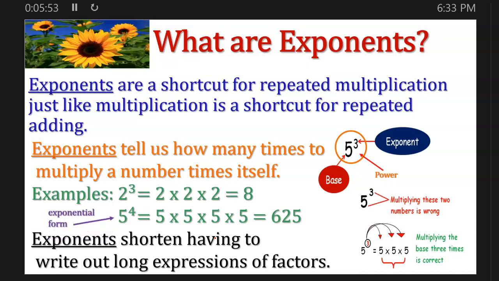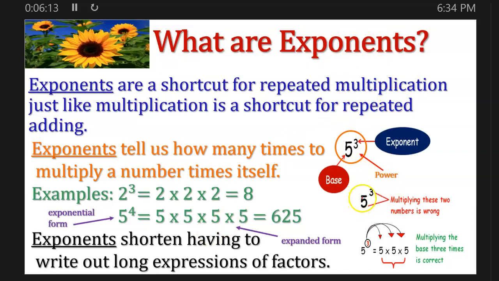Exponential form is what you're looking at here, where you have the base with the exponent attached. And expanded form is when we actually multiply out the numbers. Exponents shorten having to write out long expressions of factors. So it is good.